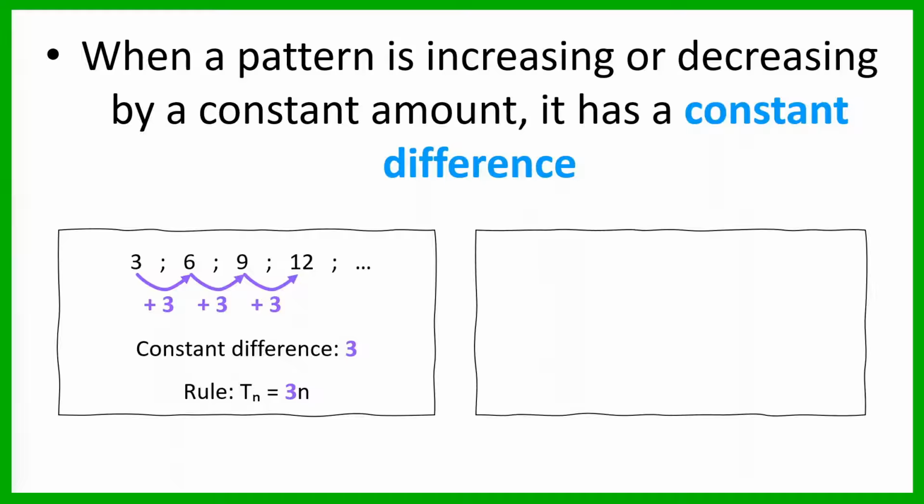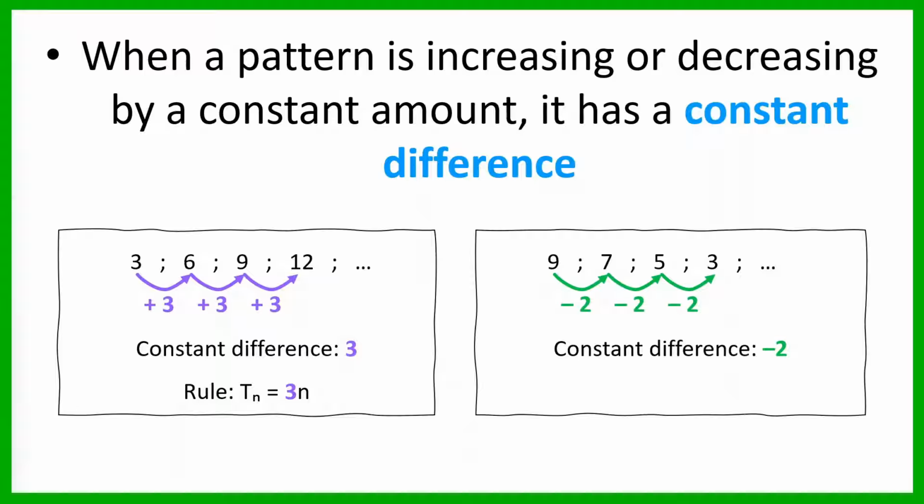Then here's another example. We've got the pattern 9, 7, 5, 3. So in this one, it's decreasing, and every time we are subtracting 2. So we go minus 2 to get from 9 to 7, we subtract 2 to get from 7 to 5, and we subtract 2 to get from 5 to 3 as well. So our constant difference in this pattern is negative 2, and our rule for this pattern is Tn equals negative 2n plus 11.